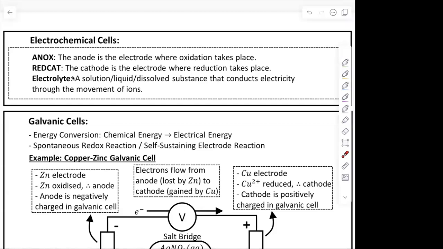So N-ox refers to the anode is the electrode where oxidation happens. That's why it's N-ox. And then red cat, it's a reminder to say the reduction happens at the cathode. The cathode is the electrode where reduction takes place. And if you hear the word electrolyte being thrown around, again, electrolyte is a solution or liquid or dissolved substance that basically conducts electricity through the movement of ions. And then we usually use electrolytes in our half cells.